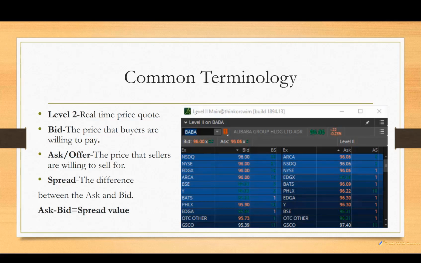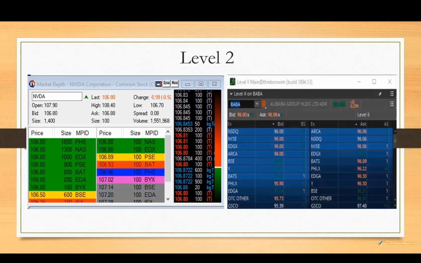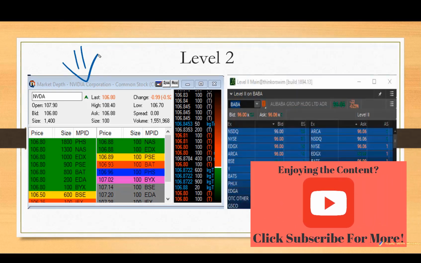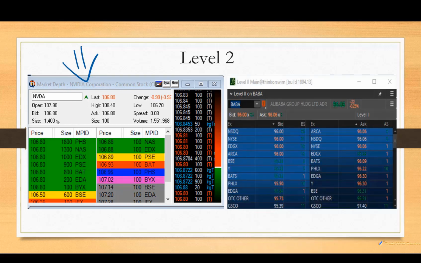So here's an example of a Level 2. We have two different Level 2s with two different brokers. You can see here on the left-hand side, this Level 2 is a little different. It's a little bit more colorful. You can see that the colors help differentiate the different prices. So you can see here, we have the bid on the left-hand side, which represents the buyers. And then you have, again, the ask, which represents the sellers.